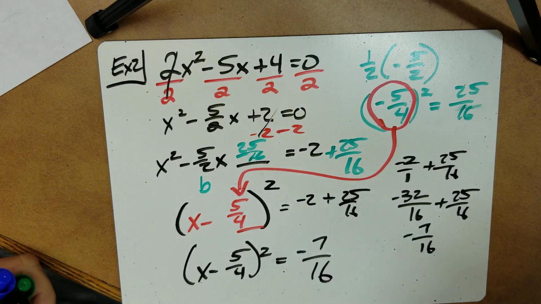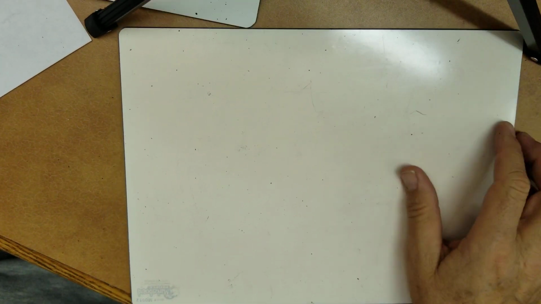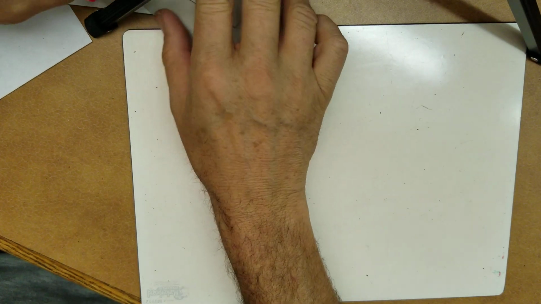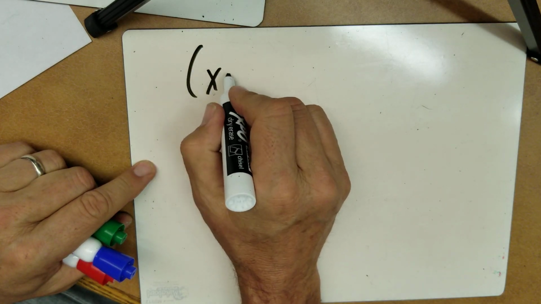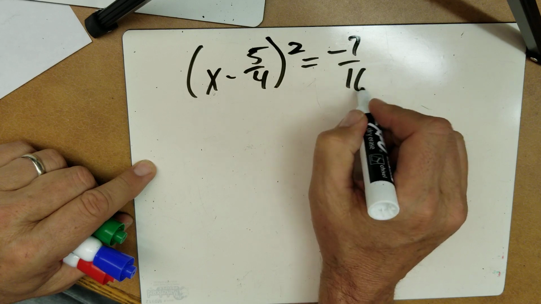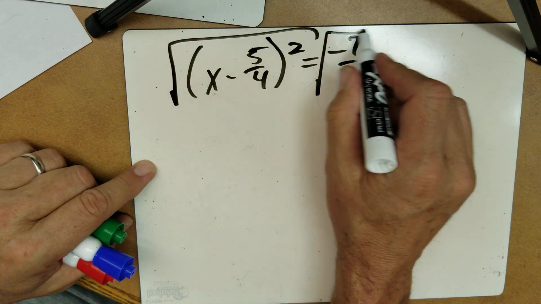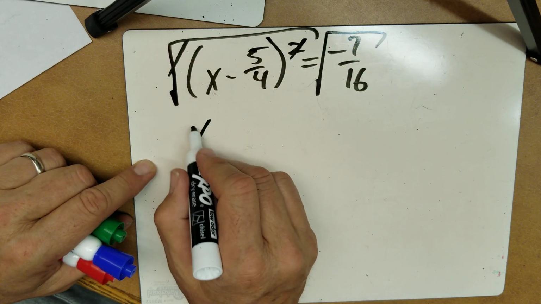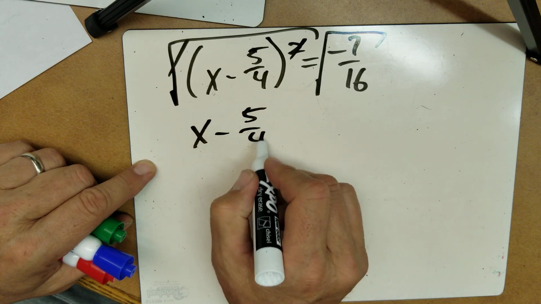So now what do I do? Well, I gotta take the square root of both sides. Look at this. You thought I only had one whiteboard, but I'm fancy. I'm so fancy, you already know. Anyway, here it is. Let's finish this up quickly. This is x minus 5 fourths squared equals negative 7 over 16. I'm going to take the square root of both sides. This, of course, cancels that. x minus 5 fourths, like this.